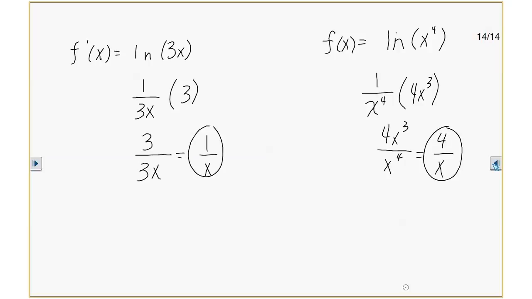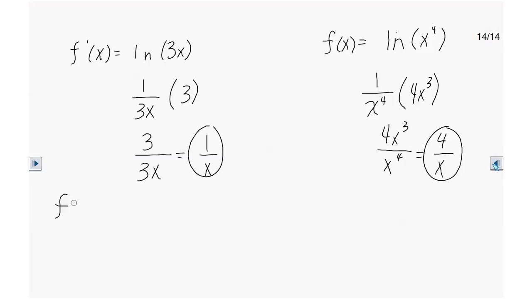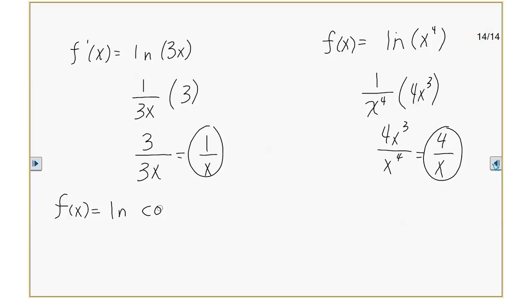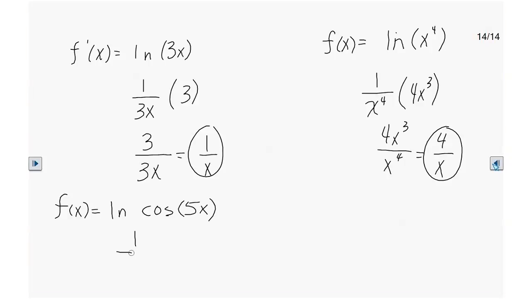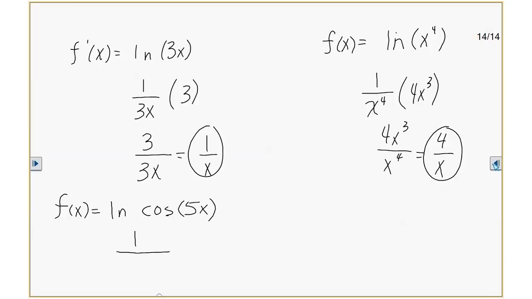For example, here's one more. f of x is equal to the natural log of the cosine of 5x. So what do you do with this one? If that one was on the test, what would you do? You'd skip it. Go ahead and say it, you'd skip it, and then wait and come back to it later, right? It's not that hard. 1 over what? 1 over the cosine of 5x.